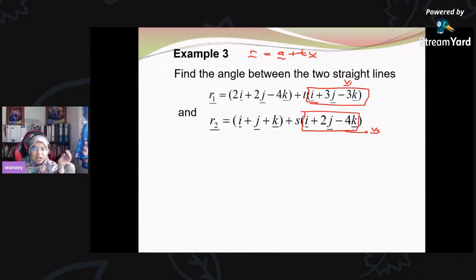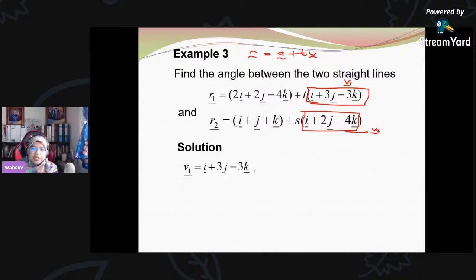So saya guna V2 lah. Nak pakai a dengan b pun boleh juga. Okay, so now I have V1, I have V2. So I need to calculate the dot product between them, and then I need to calculate the magnitude of V1 and the magnitude of V2, and then I need to substitute into the formula.